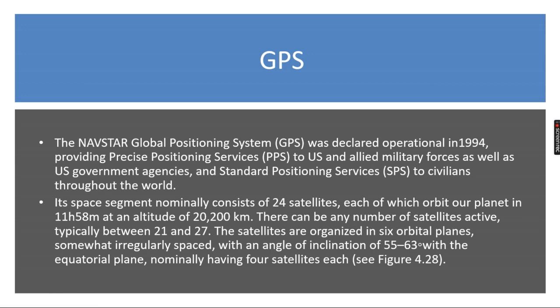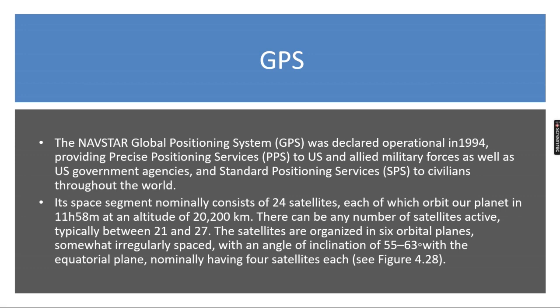So GPS is the Navstar Global Positioning System and was declared operational in 1994. It provides precise positioning service to the US and military allied forces. So it initially started for the army, but later on it was made available for civilians as well, and it uses the Standard Positioning Service, that is the SPS, and its space segment normally consists of 24 satellites, each of which orbits our planet at a period of 11 hours 58 minutes.